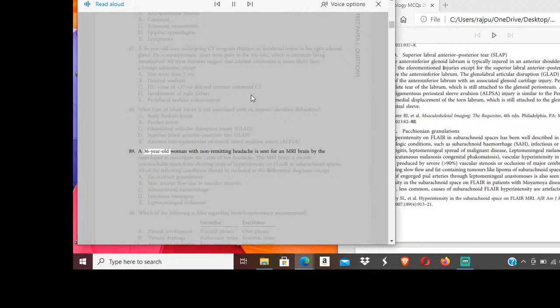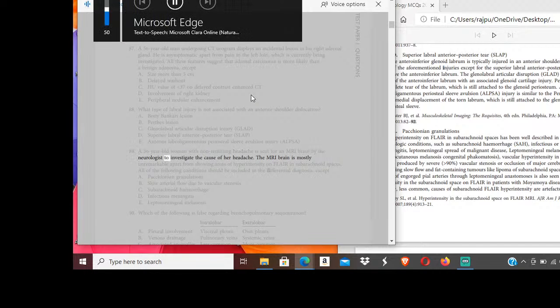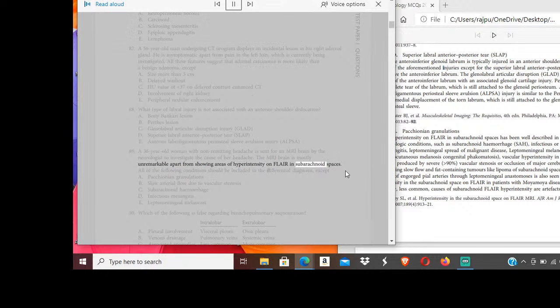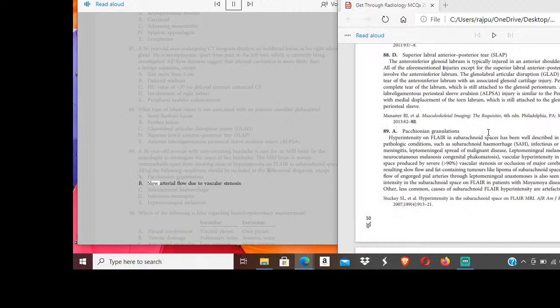89. A 36-year-old woman with non-remitting headache is sent for an MRI brain by the neurologist to investigate the cause of her headache. The MRI brain is mostly unremarkable apart from showing areas of hyperintensity on FLAIR in subarachnoid spaces. All of the following conditions should be included in the differential diagnosis, except: A. Pacchionian granulations. B. Slow arterial flow due to vascular stenosis. C. Subarachnoid hemorrhage. D. Infectious meningitis. E. Leptomeningeal melanosis.